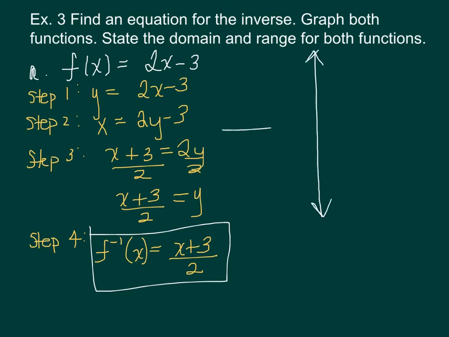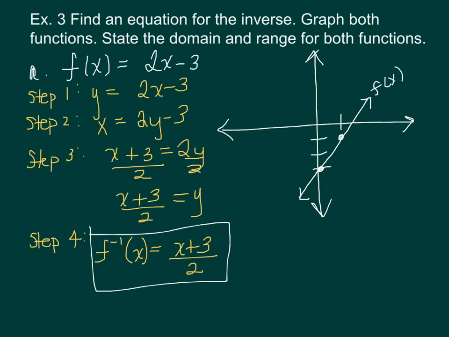So first I'm going to graph f, and it's linear. So I'm going to use slope-intercept. So I'm going to start at -3, and then I'm going to go up 2 over 1. Since it's a line, you only need 2 points to graph the line. Then they want me to graph, so this is f of x.